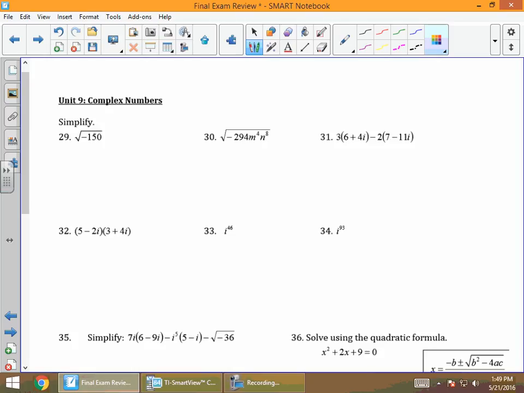A lot like the last video that you watched, simplifying radicals that have an i in them. The first thing I do when I look at these is I see that I have a negative 150, so I know an i is coming out. This is the same thing as i radical 150. So really, I just need to simplify radical 150 and make sure I have an i on the outside.